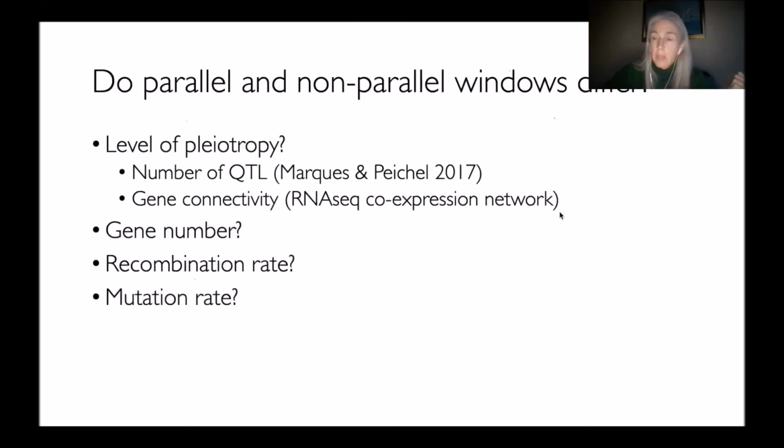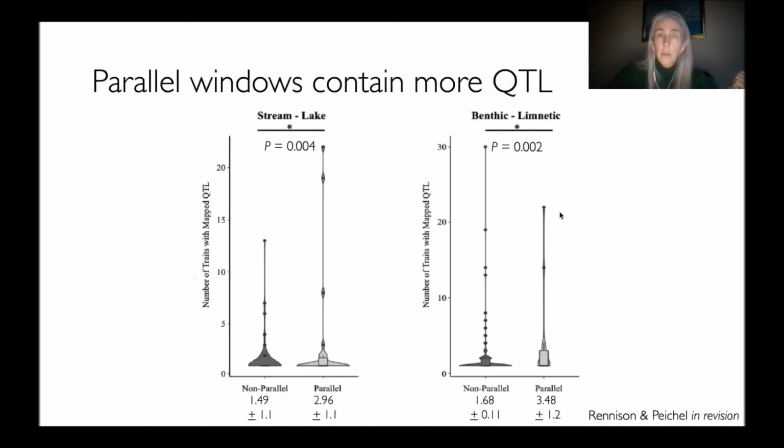Okay, so to get to the answer, the first result is that the parallel windows actually contained more QTL. On average, parallel windows in the lake-stream comparison or the benthic-limnetic comparison contained about twice as many QTL as the non-parallel windows. And these were significant differences in both comparisons.